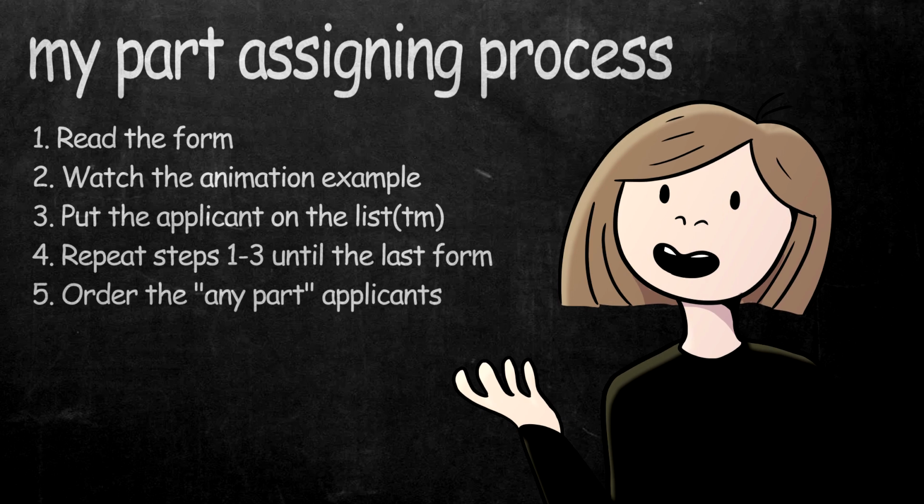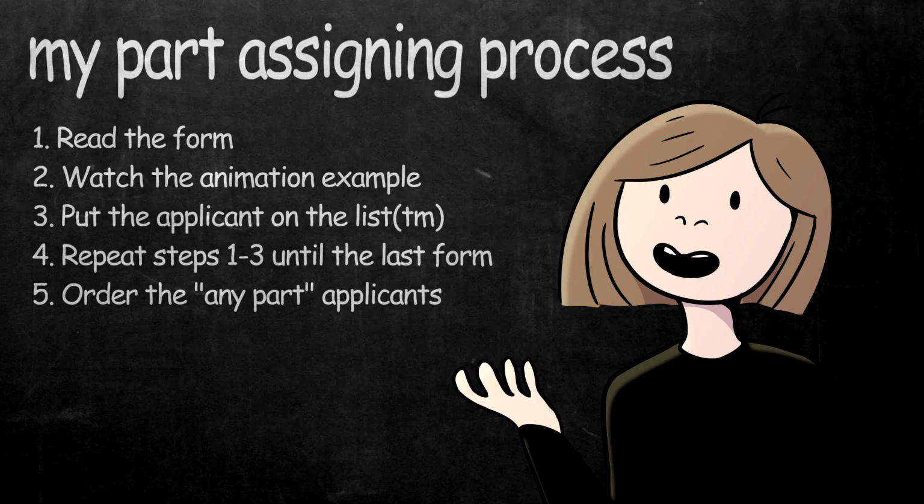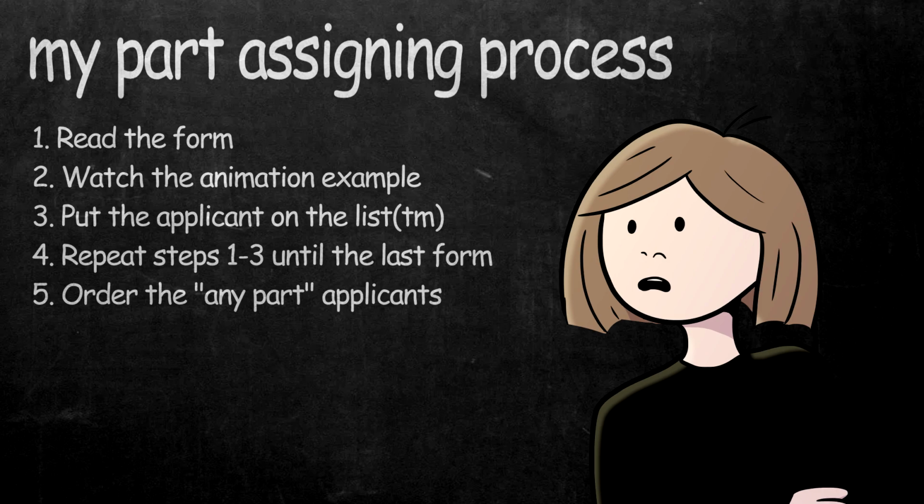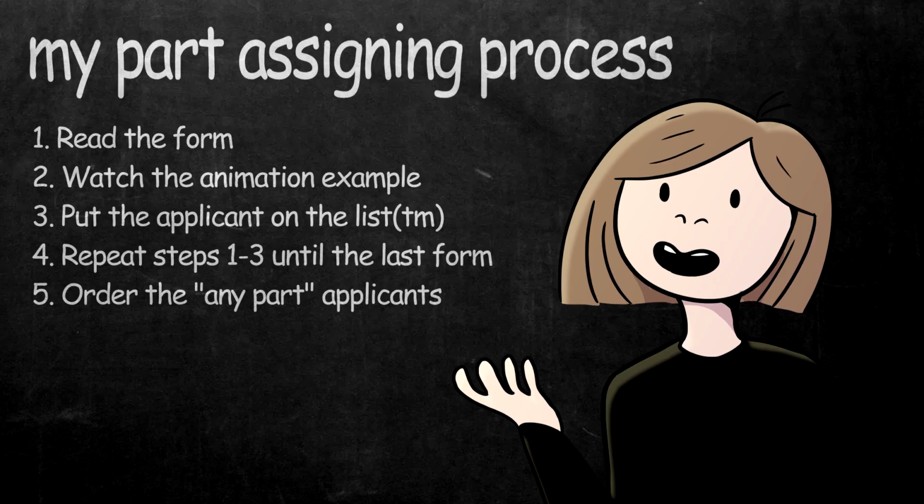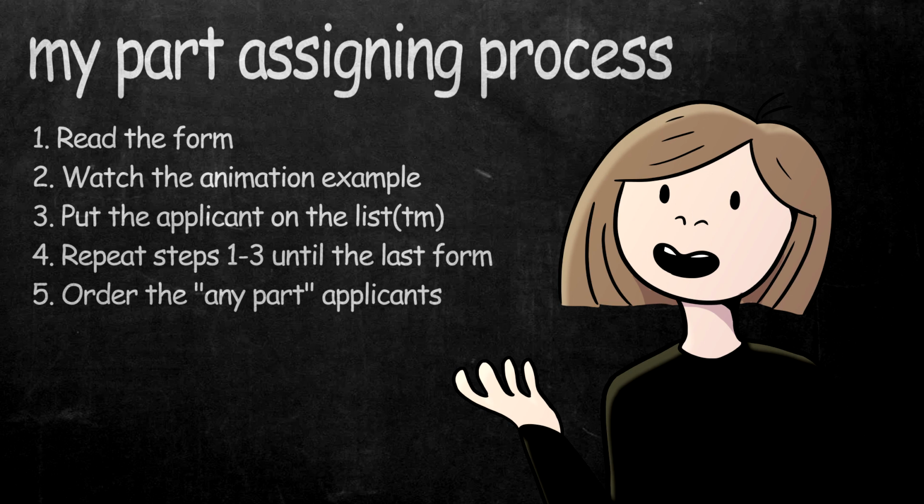Step 5. Order the any part people from best to worst. All of them are obviously very good to be on the list in the first place, but this needs to be done. Simply open their animation examples on a bazillion tabs and then order them based on skill. Once you're done, close all the examples except the very top one or few of the top ones.